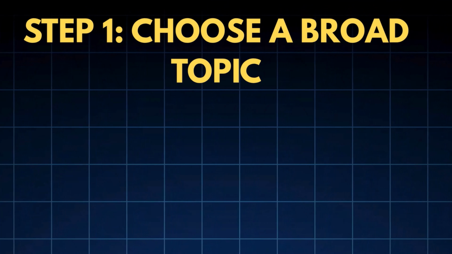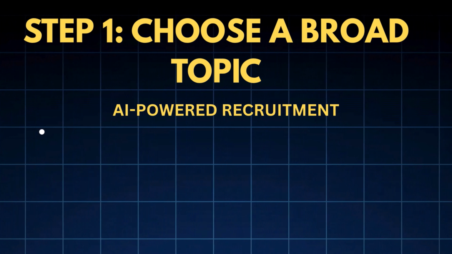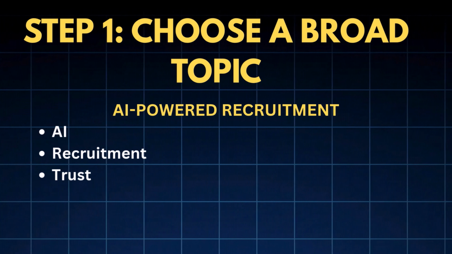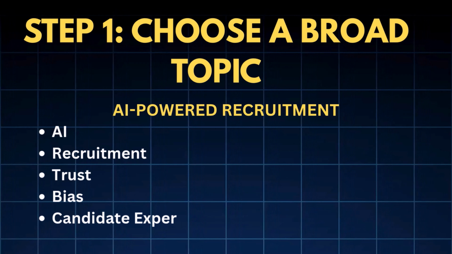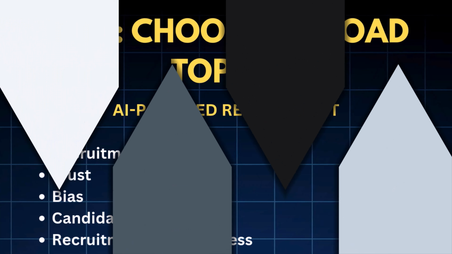Step 1 is choosing a broad area of interest. Let's use an example: AI-powered recruitment systems. At this stage, don't make your topic too narrow. We first need to understand what researchers have already studied.